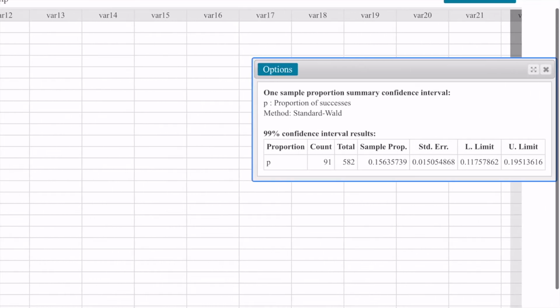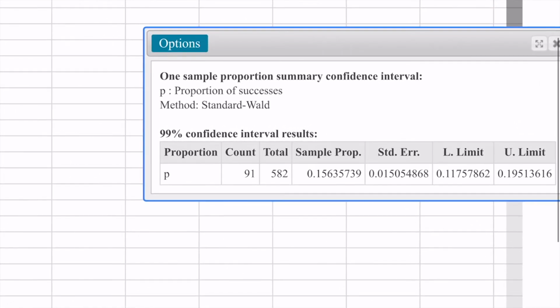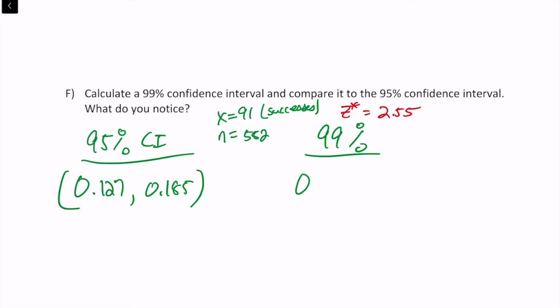And if I could drag it over, there we go. Our lower limit is 0.118 and the upper limit is 0.195. All right, that's the 99% confidence interval.